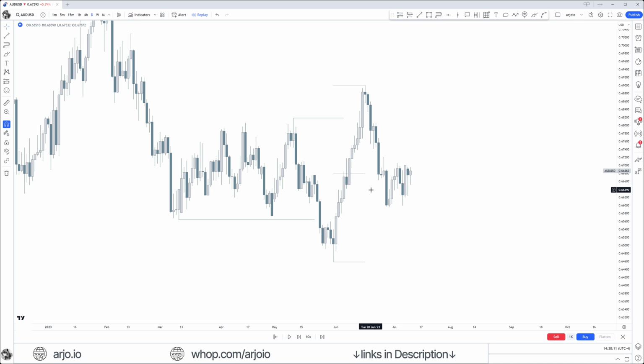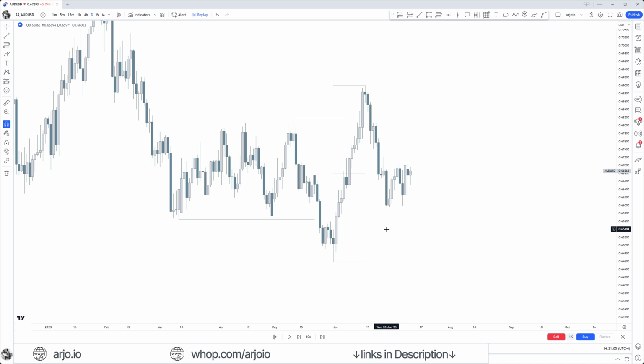Now, this is not guaranteed, and it is guaranteed once PD arrays stop following through. PD arrays not following through is the most important aspect to knowing when we have seek and destroy conditions. Because taking the sell side liquidity, taking the buy side liquidity, getting back to 50% of the range, that's nice and all. But the last step before we can actually confirm seek and destroy conditions is when PD arrays stop following through.